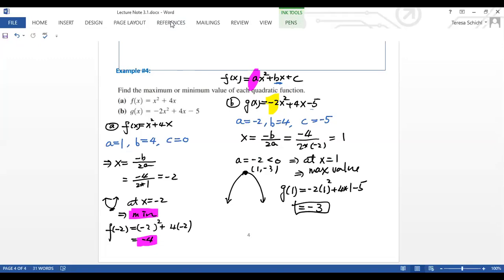I hope that you will have a good understanding about the quadratic function. And then in the next section we're going to talk about the general polynomials.